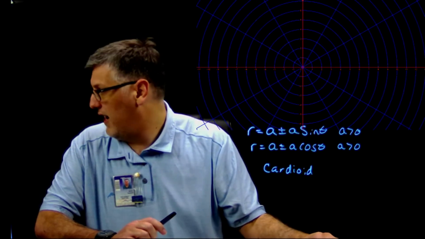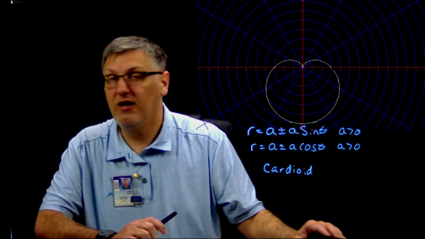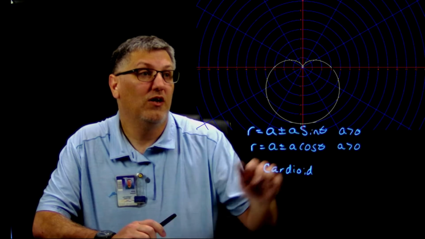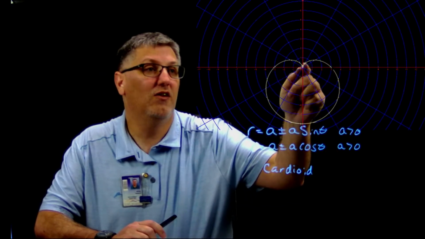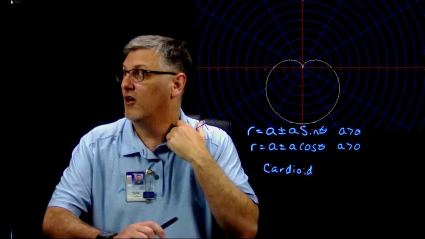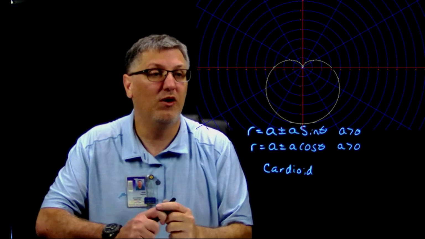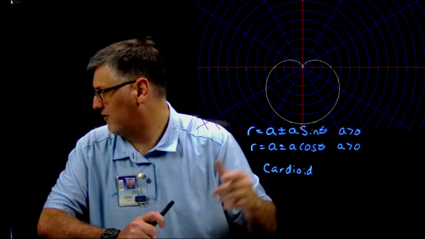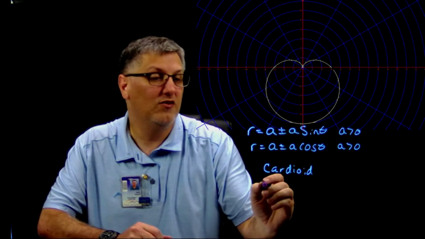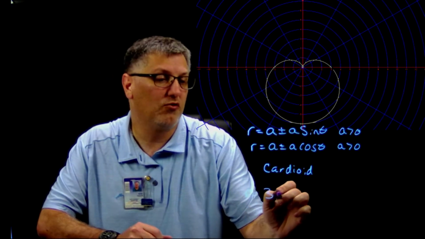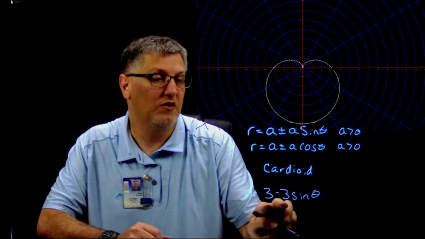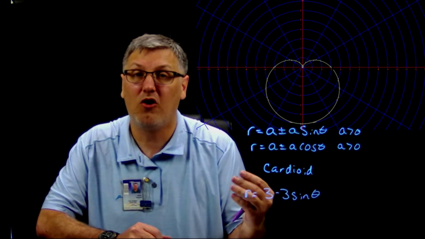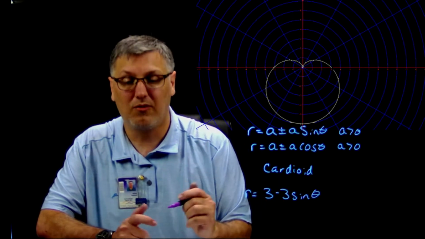The way that graph actually looks, it looks like a heart. It kind of comes into a cusp and comes out, and then in at a cusp and then comes out, and that's a cardioid. In fact, the equation of this one, oriented along the sine, is r equals 3 minus 3 sine theta. These numbers have to be the same. If they're the same, it's a cardioid. If it's not, it's going to be something else. So let's look at another.